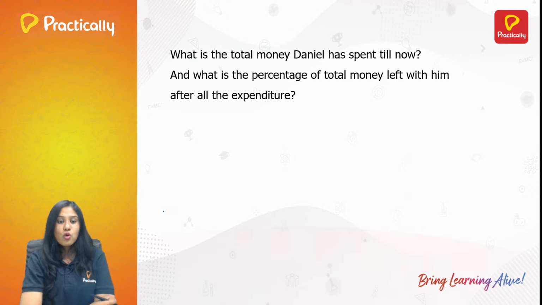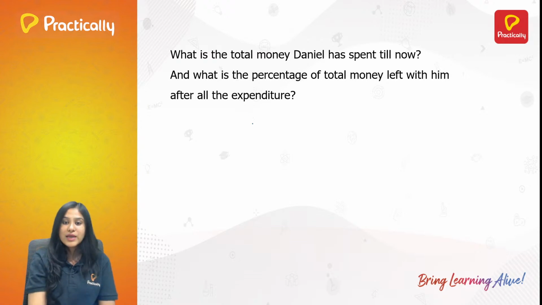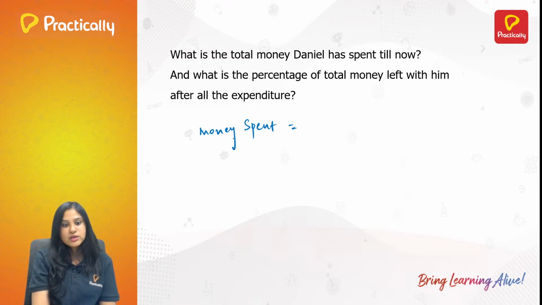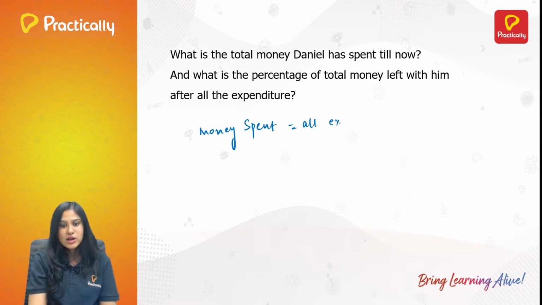Next, what is the total money Daniel has spent till now, and what is the percentage of total money left with him after all the expenditure? So you have to solve this and write it in the comments, okay? I will just give you a purview. What is the total amount Daniel has spent? We have to add all, okay, money spent is equal to all the expenditure added.